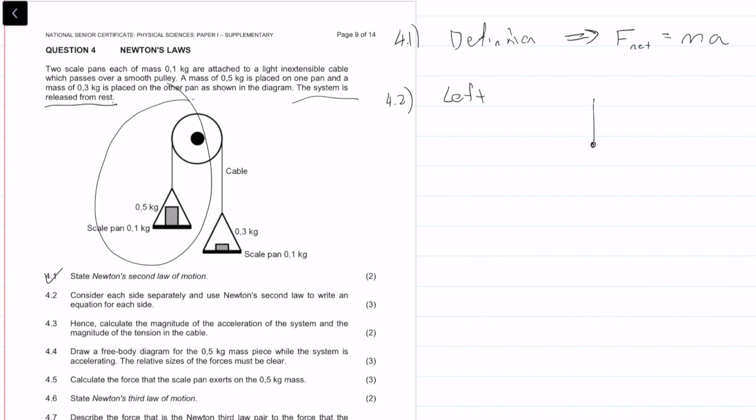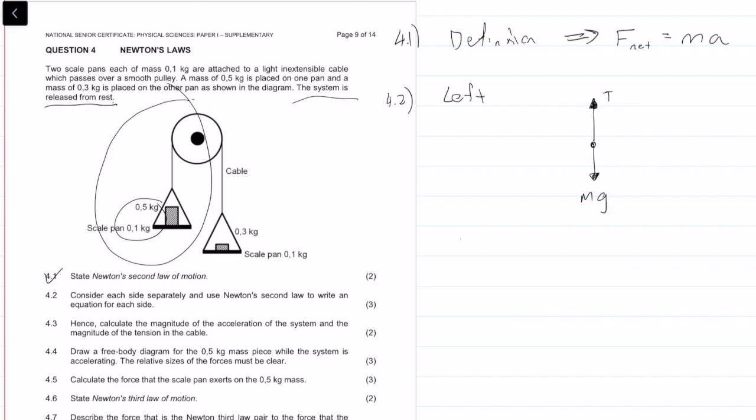So we can say that there's a tension T, and we have a weight mg, and that takes into account both these masses, the pan as well as the mass placed on top of it. Those are basically the two forces that we really have.